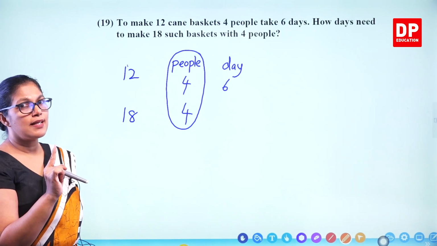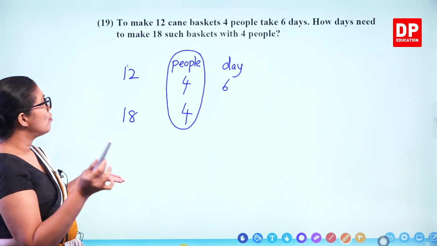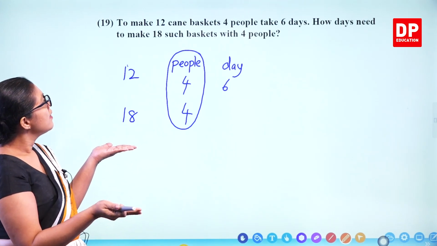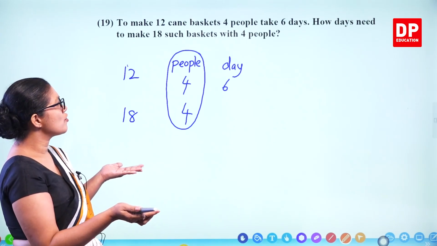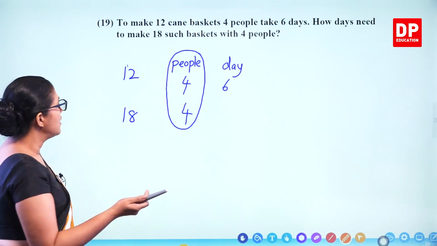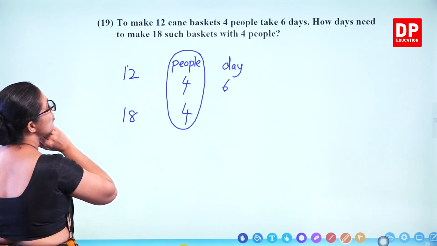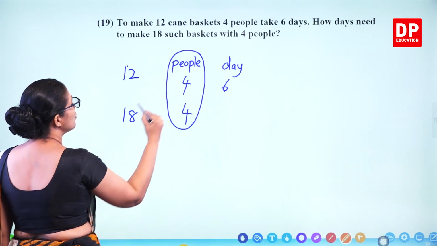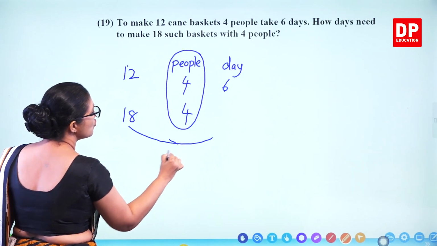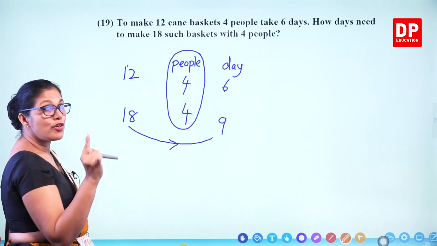This is not like before, you are not dividing. When the number of days increases, the number of baskets also increases. So this is direct proportion. So here 6 is 12 divided by 2. So this is divided by 2, and this is also divided by 2. This should be 9.